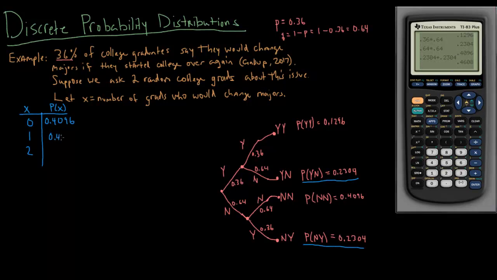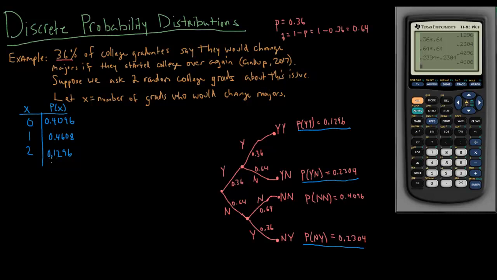And now the last is the probability that both of them would like to change their majors, which over here in our tree diagram, that's indicated by both people being yes, they would change their major, which we found the probability to be 0.1296.